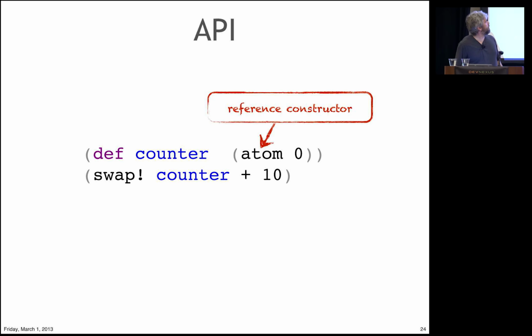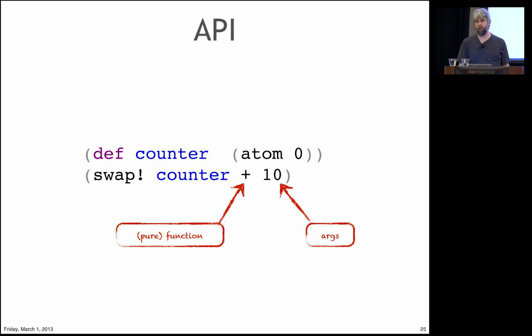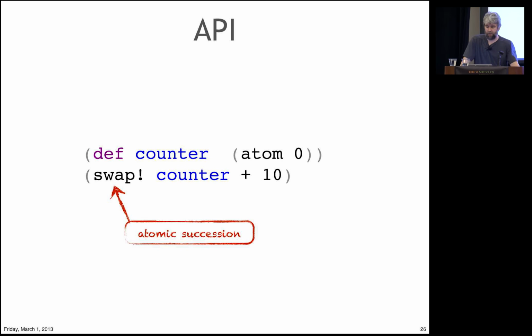I'm then going to model change by passing a pure function. So plus is a pure function, and maybe some args. So here's plus 10. So I'm going to say take whatever is in the counter and plus 10 it. And then that verb in front of counter, in this case swap, has atomic succession semantics.